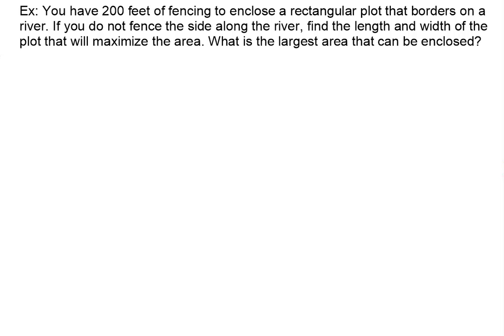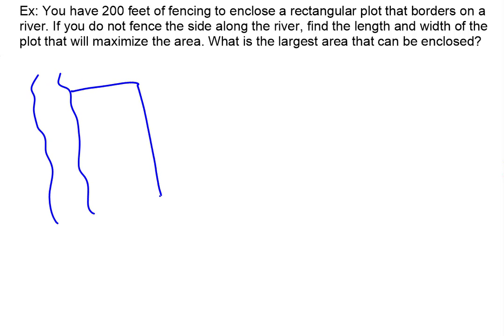Now let's finish this topic off with an application or a word problem. Using what we now know, this one says you have 200 feet of fencing to enclose a rectangular plot that borders on a river. Okay, so I think it's good to get a picture going on here. So let's just kind of draw some kind of river, and then we have a rectangular plot or field bordering it, so kind of beside the river there. We'll draw a rectangle for it, and that'll help guide our labeling here.